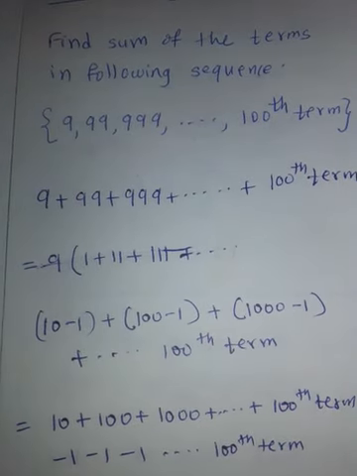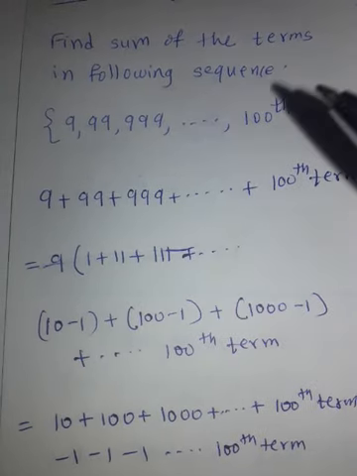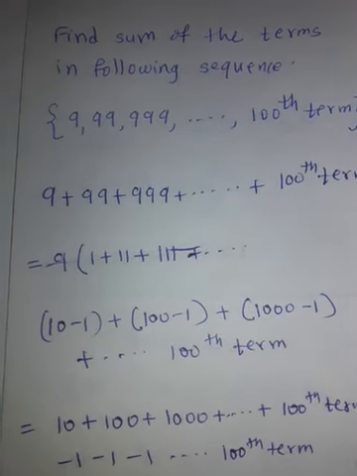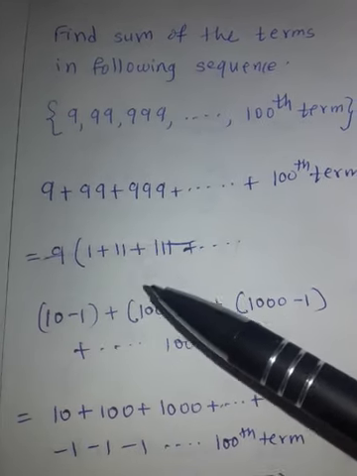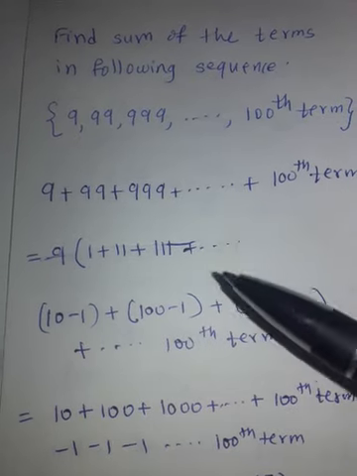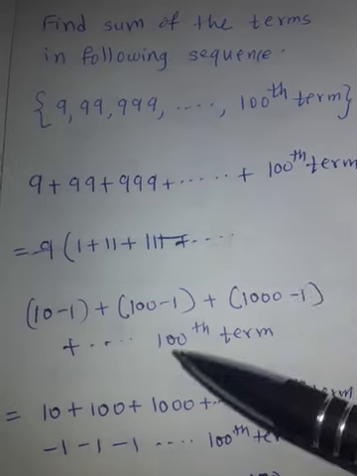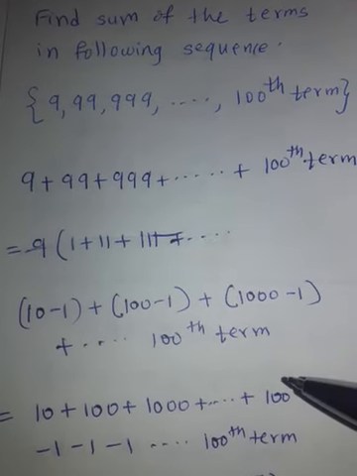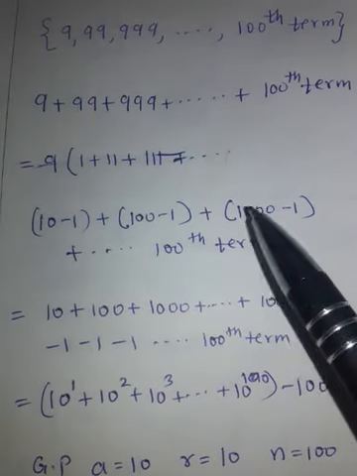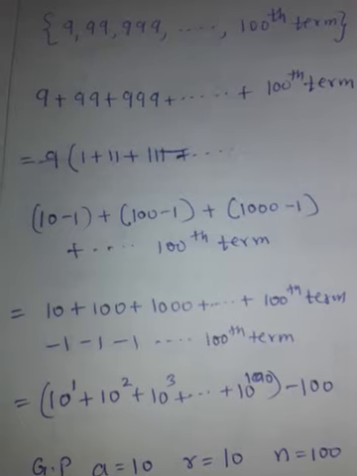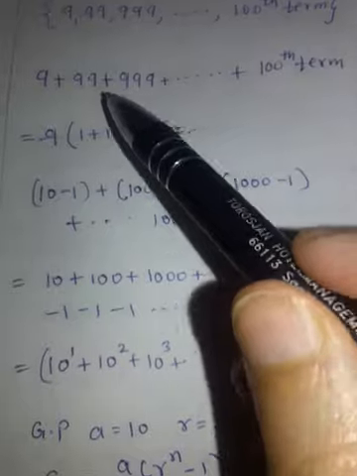Then another thing strikes to me. 9, 99, 999, they are all one short to some round amount. 9 is what? 10 minus 1. 99 is 100 minus 1. 999 is 1000 minus 1, and so on up to 100th term, right? So when I consider 10, 100, 1000, they are definitely in GP. Constant ratio is 10.